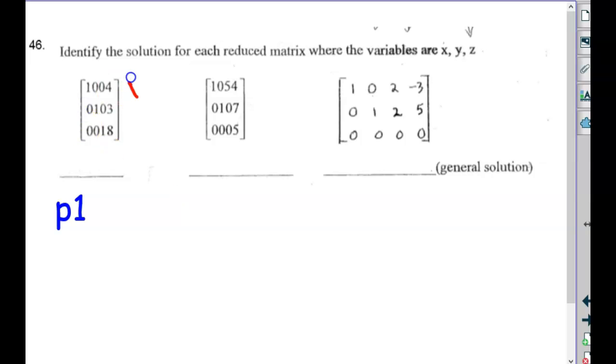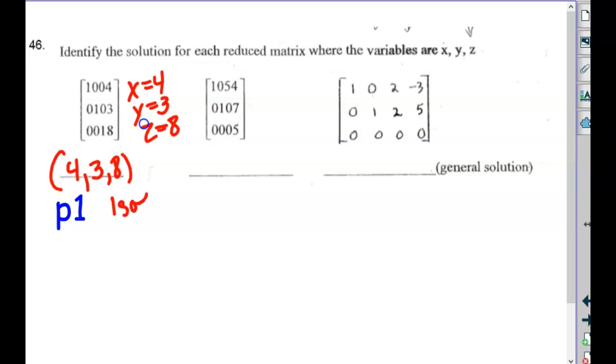So this one would be x equals 4, y equals 3, z equals 8, and you'd have 4, 3, 8, 1 solution. This would be x plus 5z equals 4, y equals 7, and 0 equals 5, which is no solution.